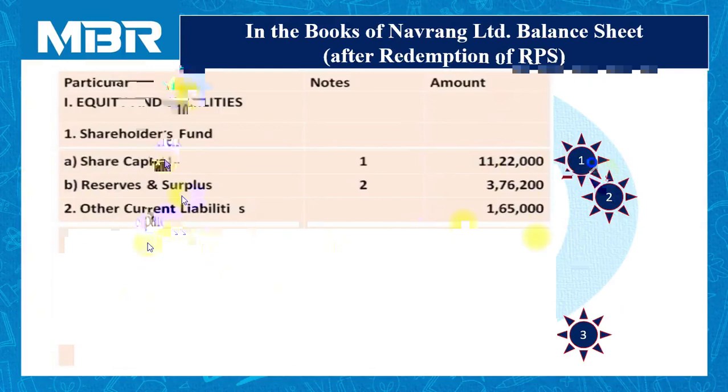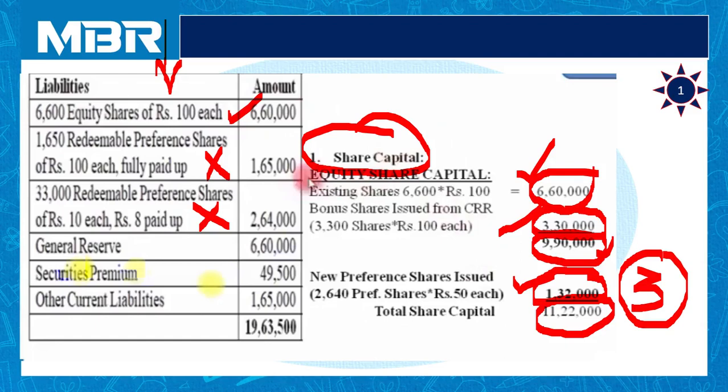Now third item, check liability side of the balance sheet. On the liability side of the balance sheet, the last item is other current liabilities. Current liabilities include bank overdraft, creditors, bills payable, outstanding amount of any expenditure, etc. These are the simple examples of current liabilities. Here, the examiner has ready-made given other current liabilities to us on liability side of the balance sheet, and the amount of other current liabilities is rupees 1,65,000.